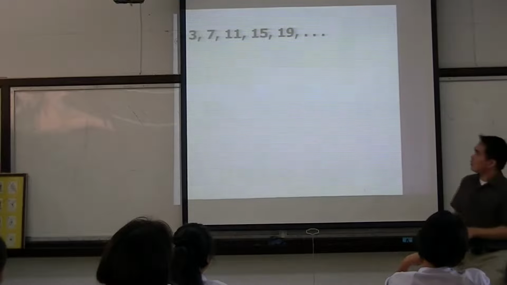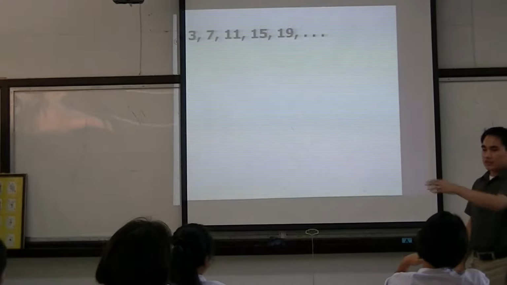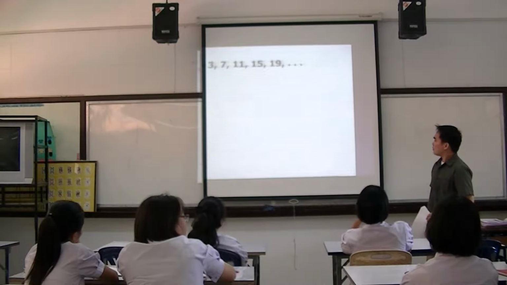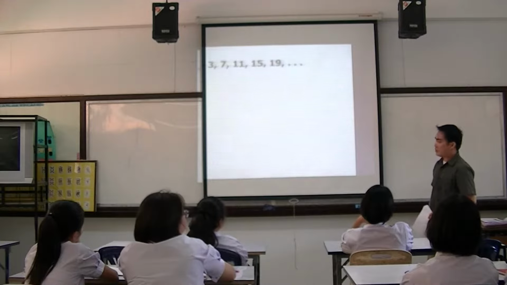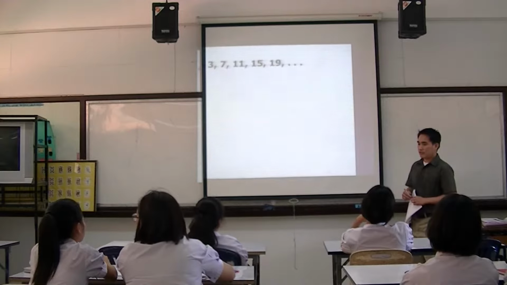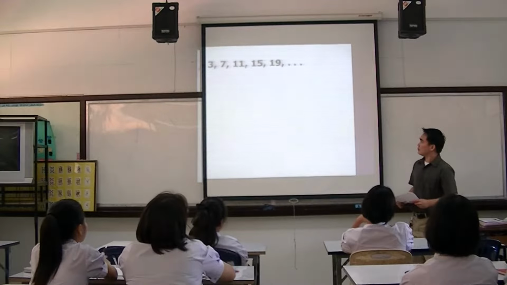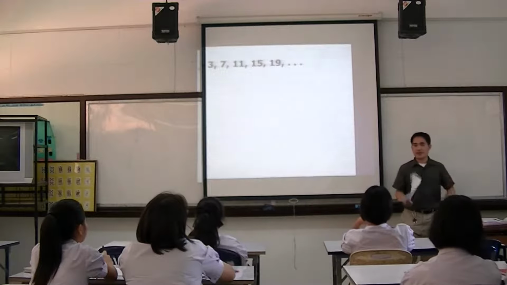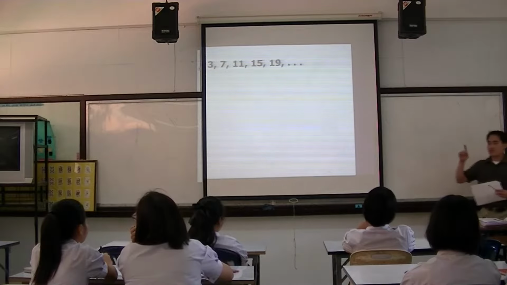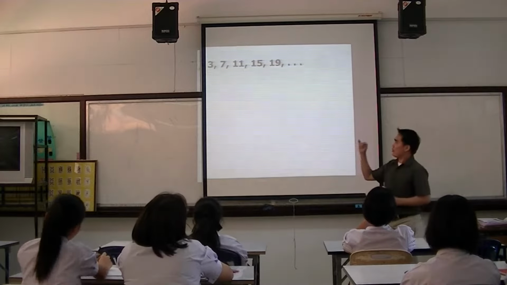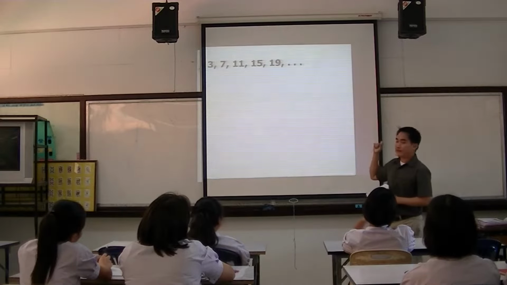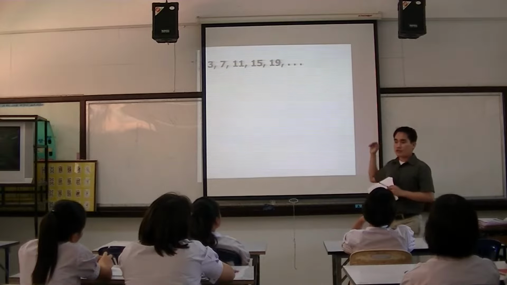Okay, John, what can you see there from the numbers? 3, 7, 11, 15, and 19. You can buy something from 7-Eleven, right? Food. So please try to observe the given numbers. 3, next is 7, next is 11, next is 15, 19, so on and so forth.